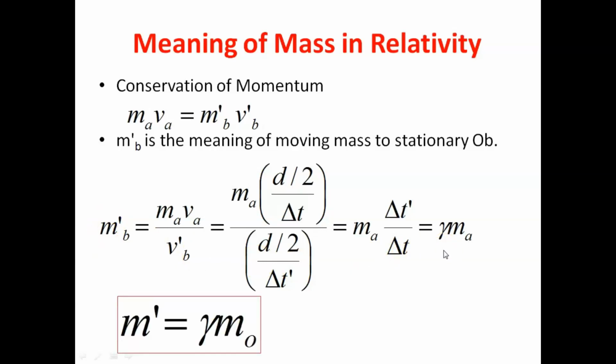So in general we can write m dash is equal to gamma times m0, where m0 is the proper mass. Here we are referring to the proper mass of the object A in frame S, and mb dash is the effective mass of the object B appearing to the observer in frame S with reference to frame S dash. So m dash is equal to gamma m0.